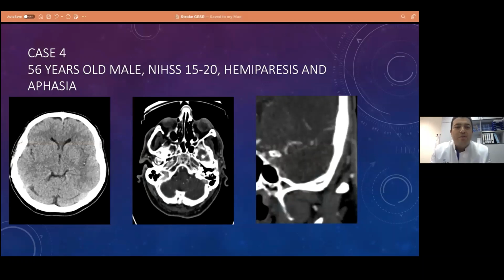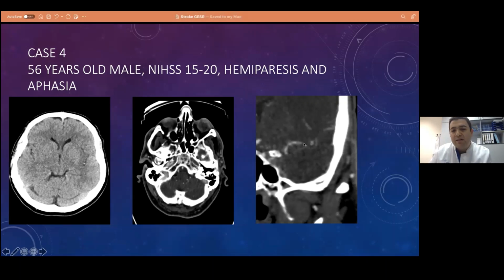The 4th case was a 56-year-old male. He came to us with an NIHSS of 15 to 20, and he had a hemiparesis and aphasia. As you see on the native CT, you have here a hyperdense middle cerebral artery sign, and in the CTA, in the foramen lacerum on the left side, you don't have contrast media. On the right side, you have contrast, but on the left, not.